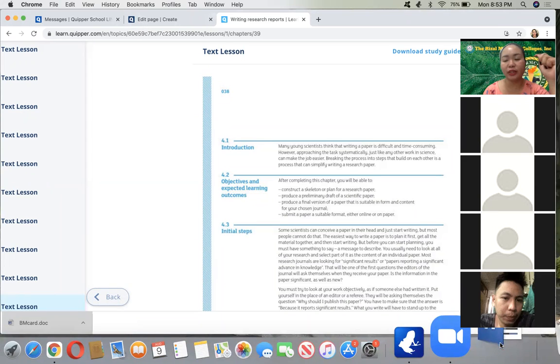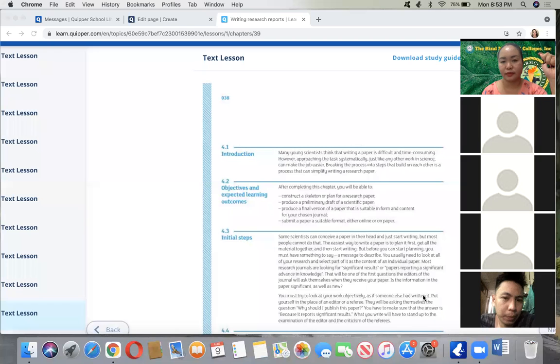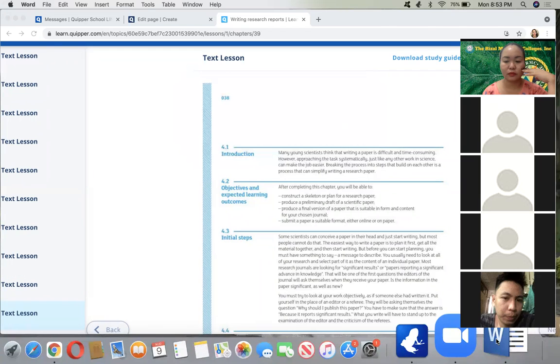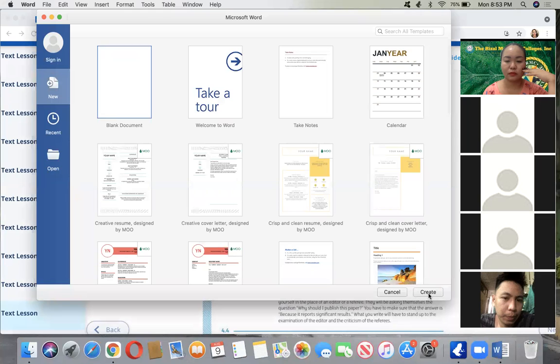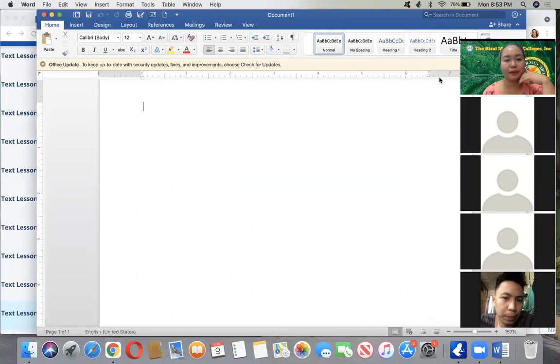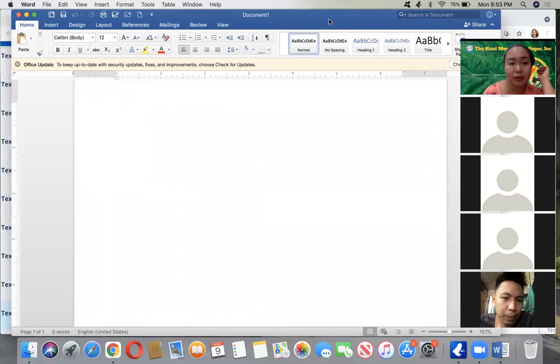So I'll just teach you how to do the tables and figures. So bear with me because I'm only using this MacBook here at home, but in the office I always use Windows.